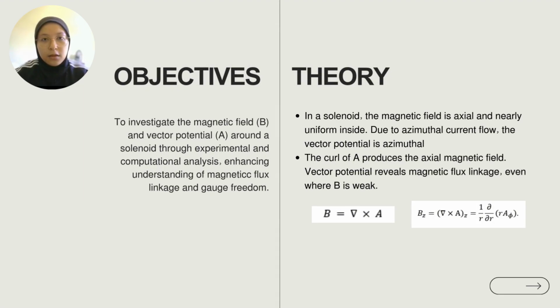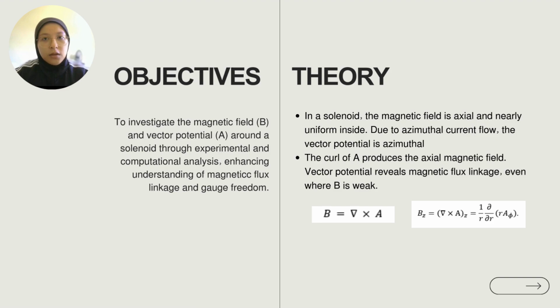What we have studied and investigated are the magnetic field B and the magnetic vector potential A around a current carrying solenoid using both computational and experimental style visualization techniques. Rather than focusing only on the magnetic field, this study emphasizes the role of the vector potential as a fundamental quantity in electromagnetism. In a solenoid, the magnetic field is known to be strong, nearly uniform, and directed along the axis inside the coil, while the field outside is weaker and more spread out.